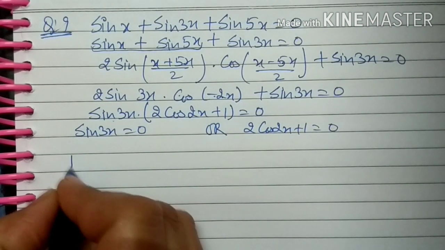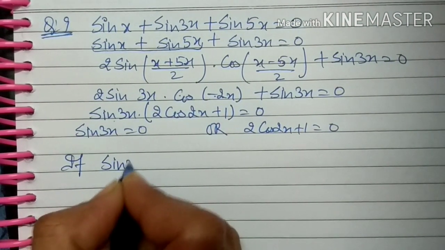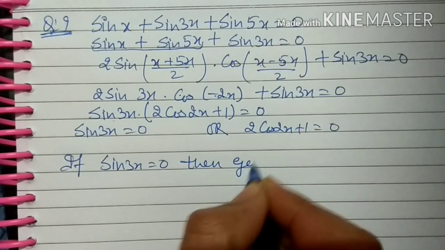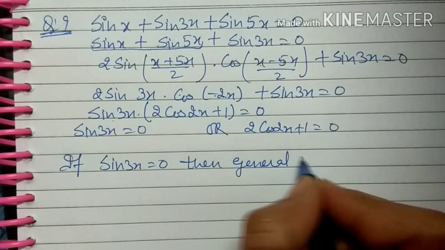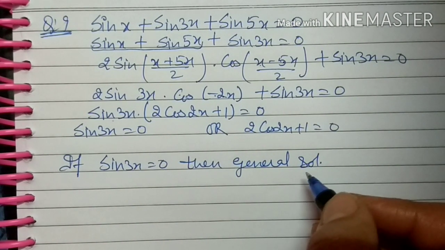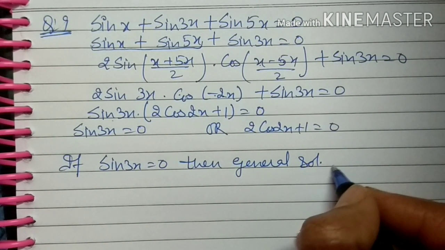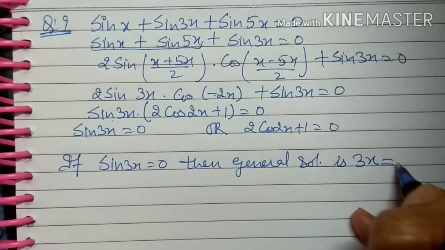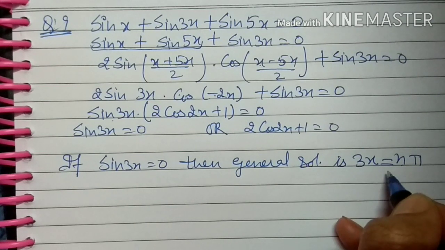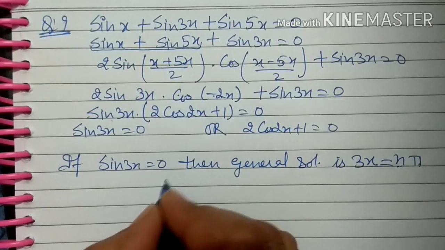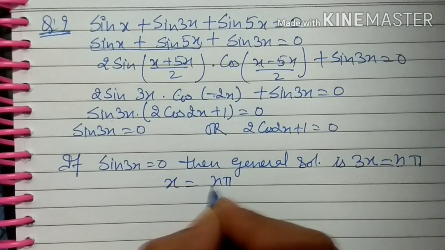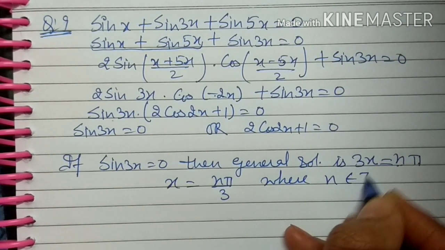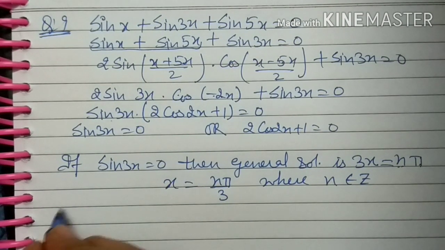So if sin 3x is 0, then the general solution is, we know that if sin x is 0, then x is n pi. Here we have 3x, so 3x equals n pi, where n belongs to the set of integers. So x equals n pi by 3. We will write here where n belongs to the set of integers.